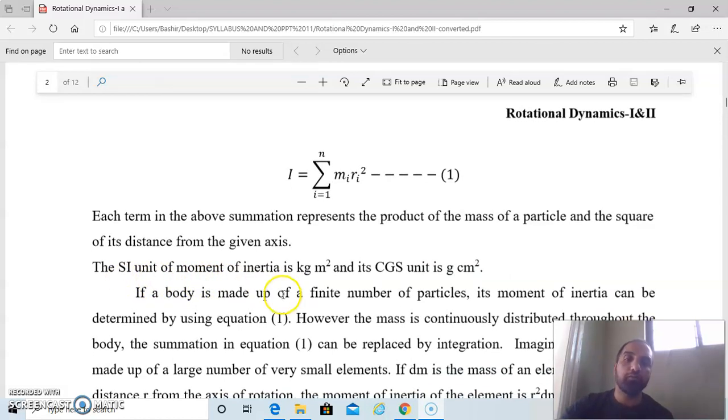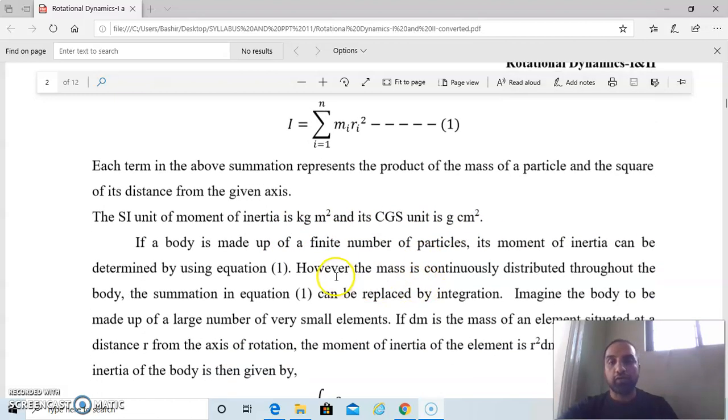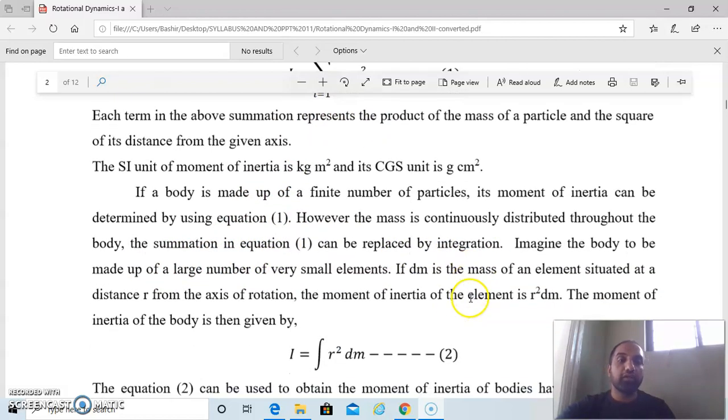SI unit of moment of inertia is kg meter square, and its CGS unit is gram centimeter square. Now, as we know, if the body is made up of a finite number of particles, then we can find the moment of inertia using this equation. But if mass is continuously distributed throughout the body, then this equation is not useful for finding the moment of inertia, so this equation can be replaced by the integration.